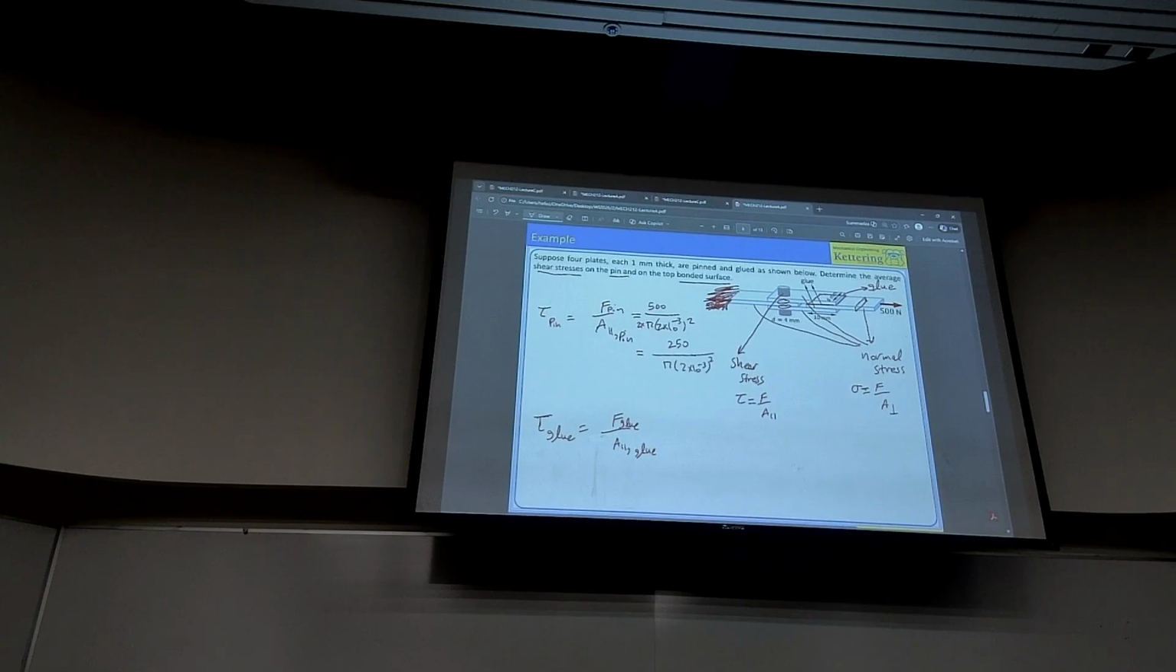Aren't these equal? They should be. 500 divided by 2 is 250. So whether we say all the force went to both areas, or half of the force went to one of the areas, it's the same thing, right? Yeah, that's basically the common sense behind it. So that will give us the same value.